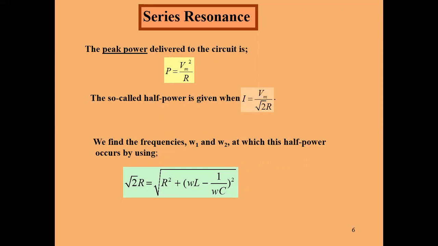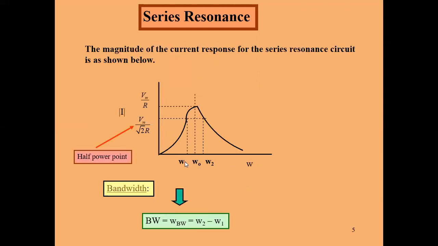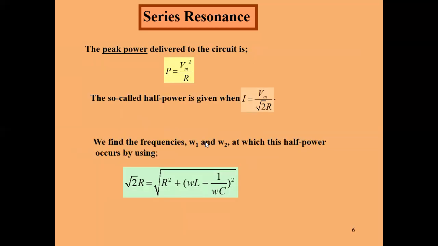So we are able to find the frequencies of this half power, here W1 and W2. The 0.707 Im value we find using this equation: under root 2 R is equal to under root of R square plus omega L minus 1 by omega C squared.